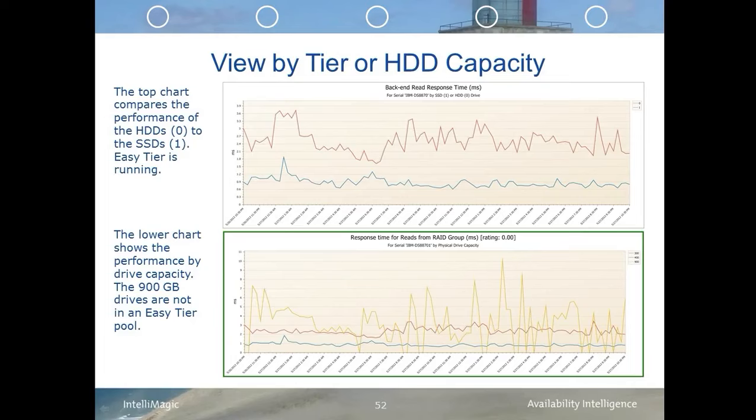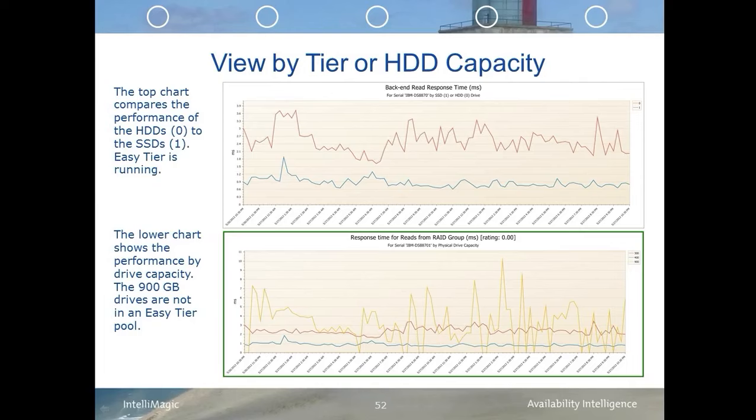Tiering, both automatic and manual varieties, has resulted in backend storage that may include a mix of hard disk drive capacities and rotational speed, along with some quantity of solid-state devices. If you have such a backend, you may want to see how the different tiers behave in terms of some of the backend metrics. The top chart on this slide has the backend read response time by tier for the hard disk drives as well as the SSDs on the disk storage system. On the bottom slide, it is broken down further by drive capacity.